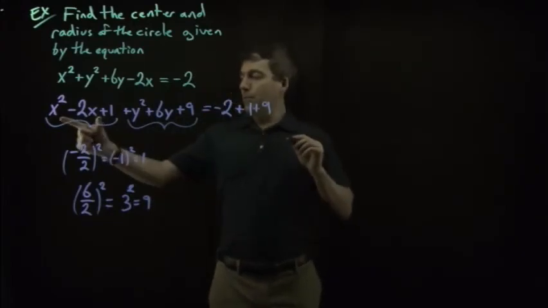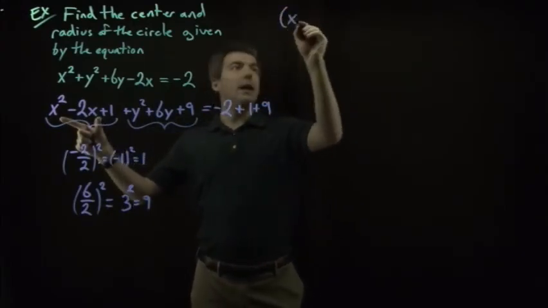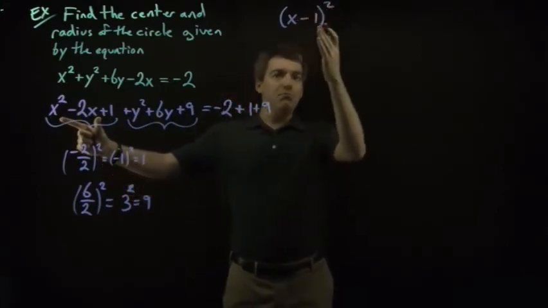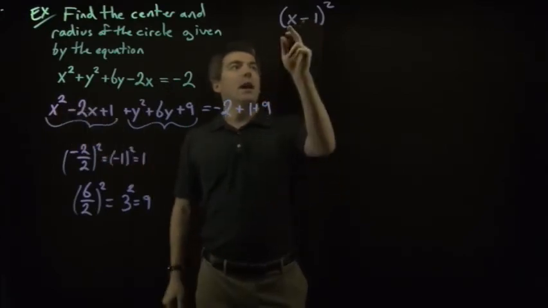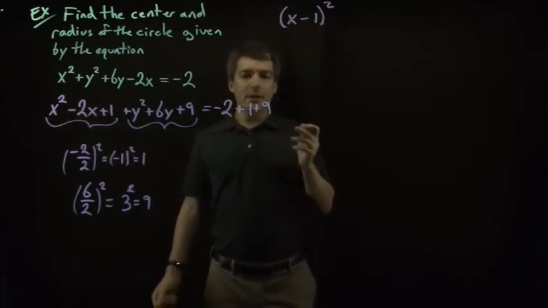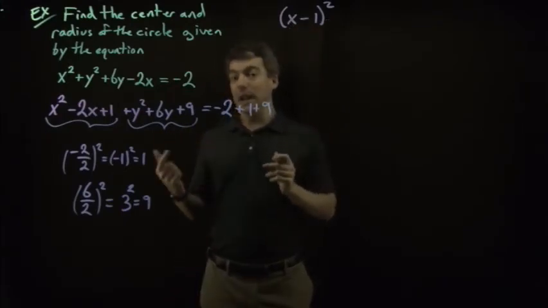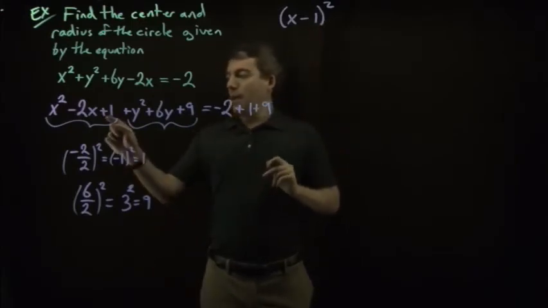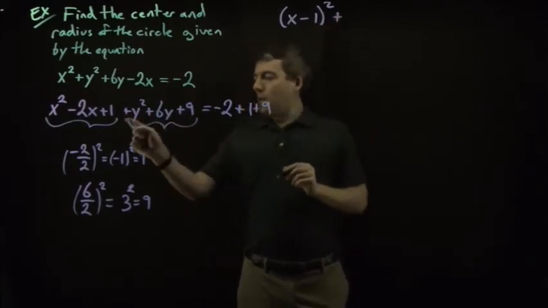All right, so take these, recognize this is a binomial, x minus 1 quantity squared, and we can always multiply this out to check. X times x is x squared. X times negative 1 is negative x. Negative 1 times x is negative x, giving us negative 2x. And then negative 1 times negative 1 is plus 1. All right. To that, we add this.